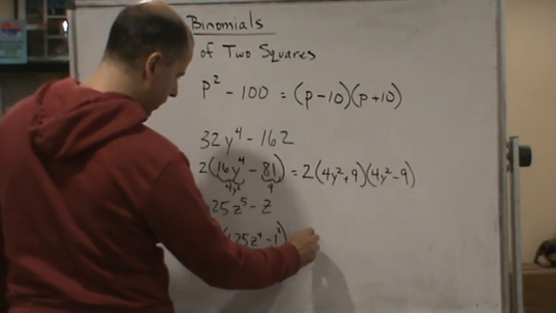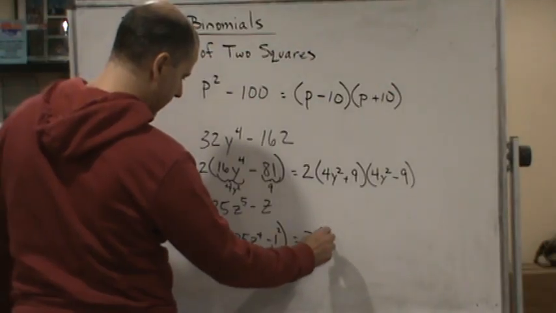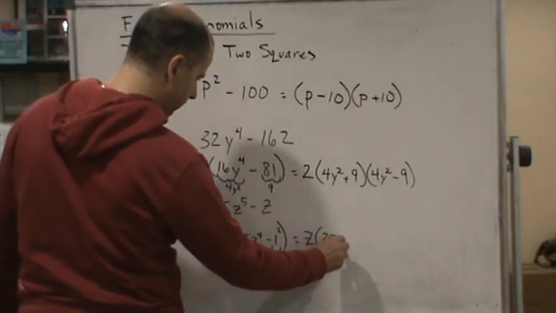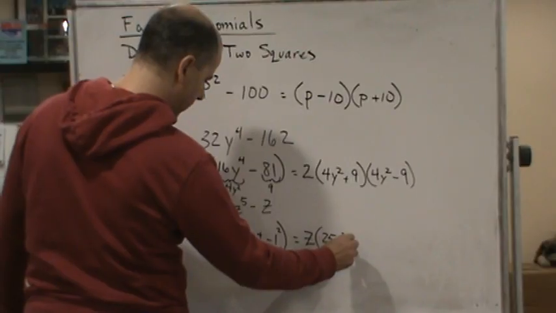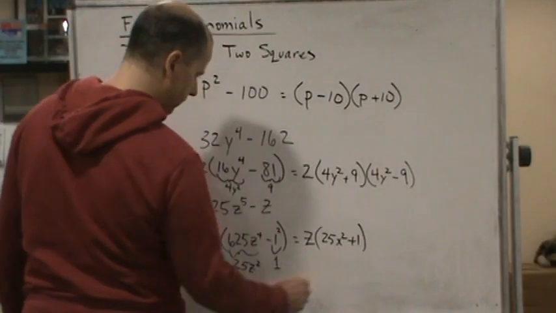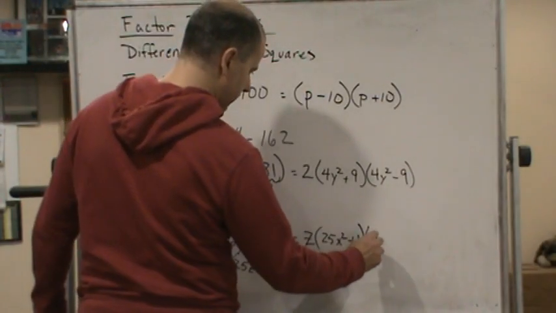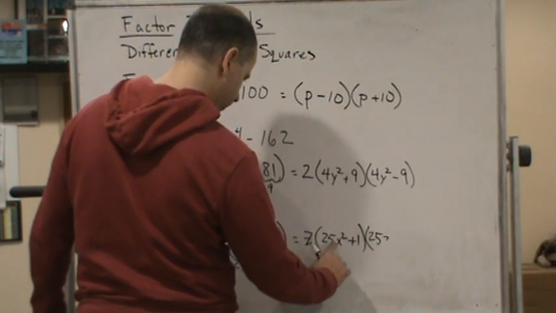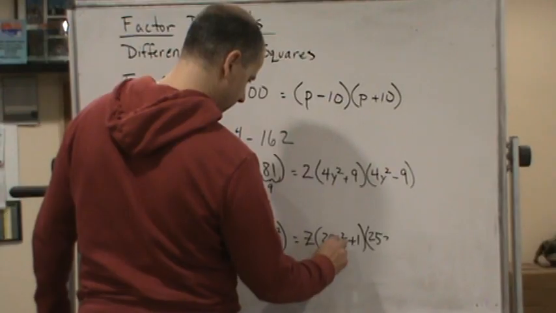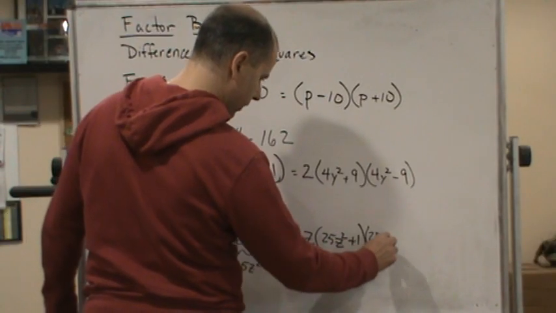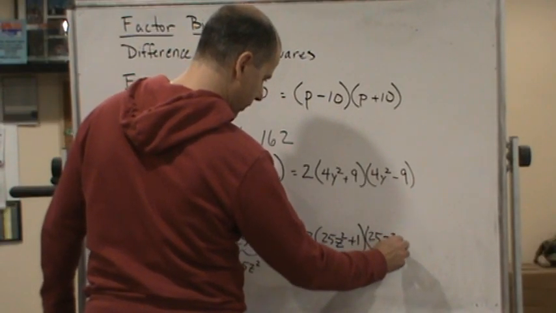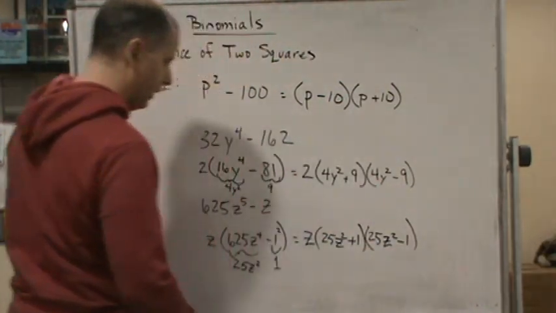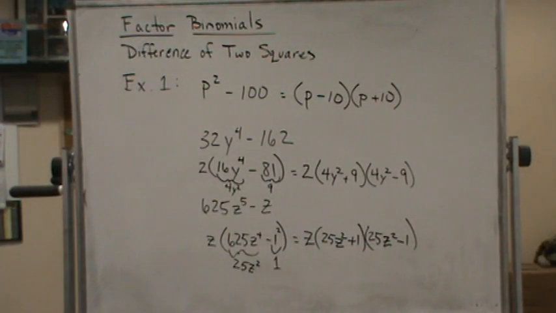And so this is going to be z times 25z squared plus 1 times 25z squared minus 1. And there you go. So again, you just have to remember the form when you're dealing with the difference of two squares.